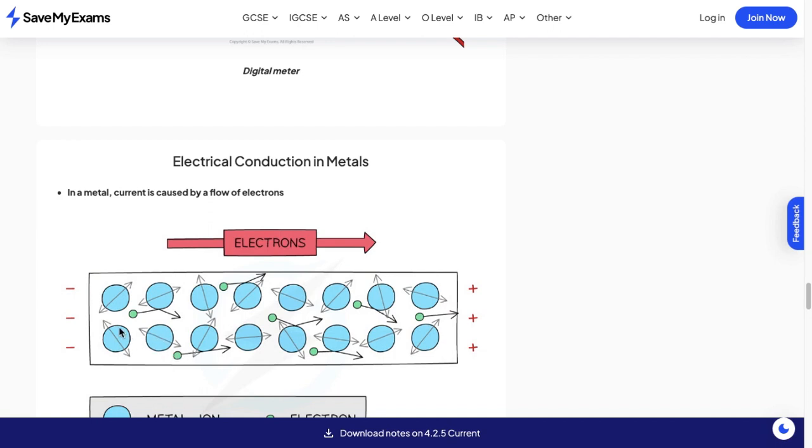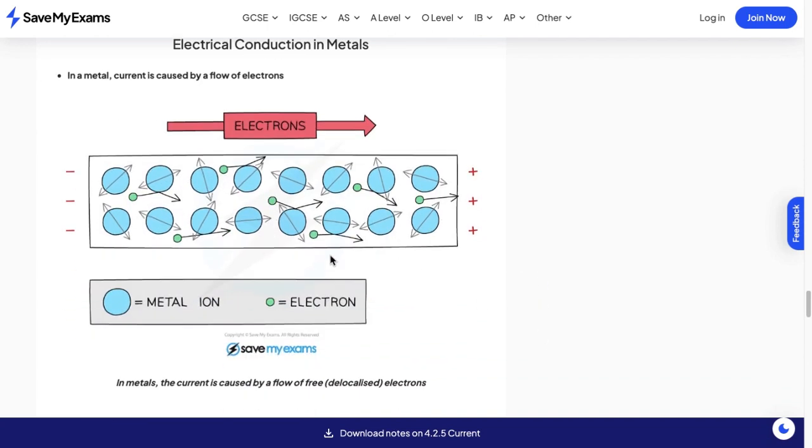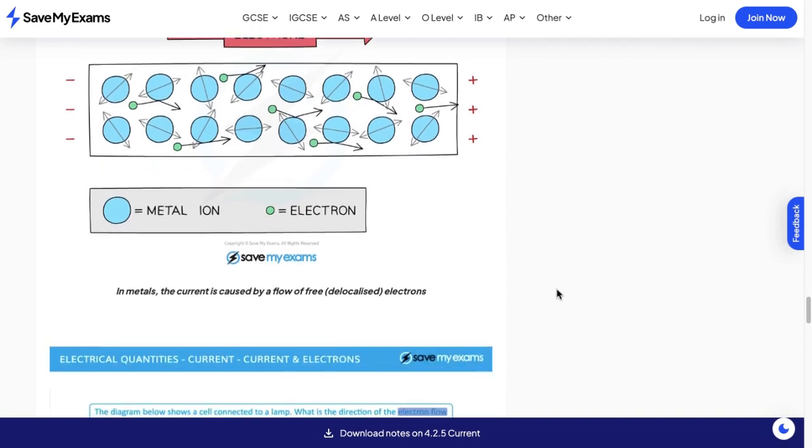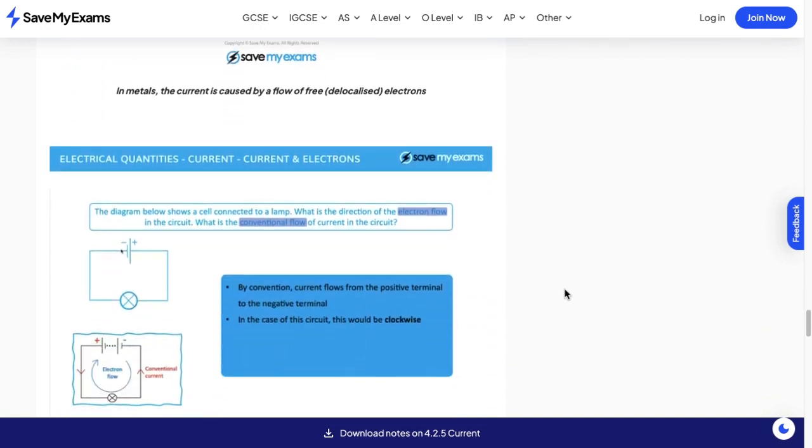But if you look at the charges, they're just in one place, but the electrons are able to move. So that's why we say the metal ions are in one place, while the electrons are able to move. So metals, because they have free mobile electrons or delocalized electrons, are able to conduct electricity. They have electrons that move.